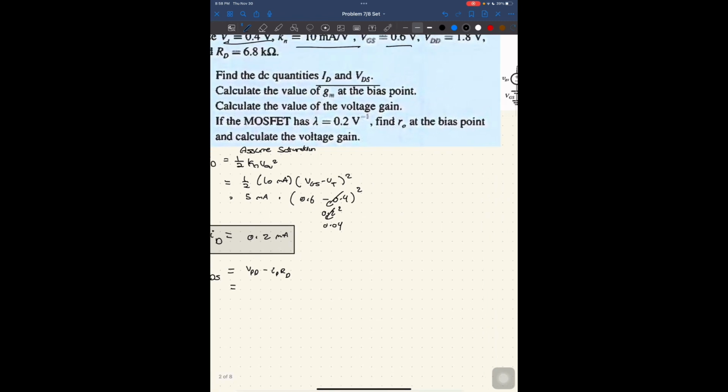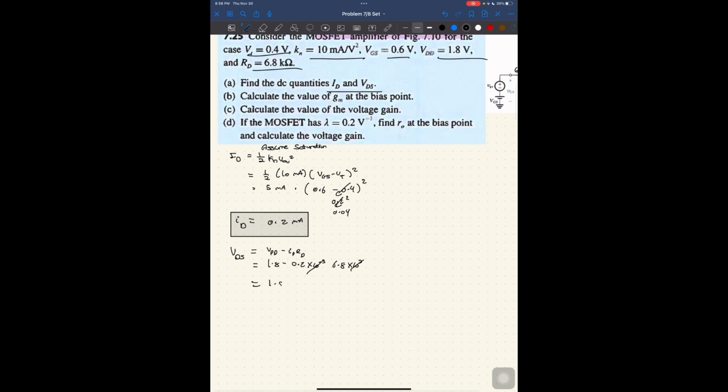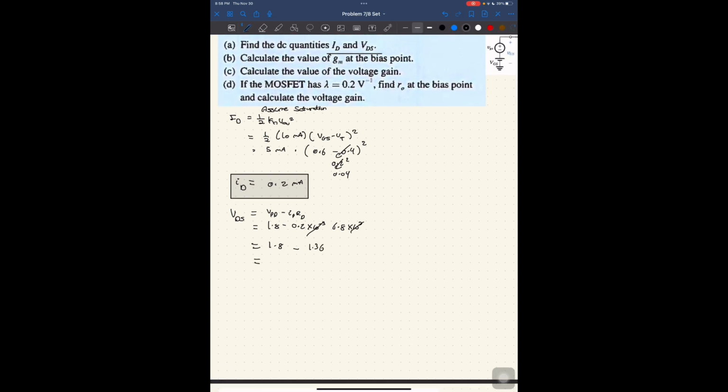And what is VDD? We are given 1.8 volts. And what is ID? I just found 0.2 times 10 to the negative 3. And what is RD? 6.8 times 10 to the 3. So this cancels this. And I have 1.8 minus 1.36. And so that should give me 0.44 volts, unless I did something wrong, which I might have. But let's continue. So that's part A, done.